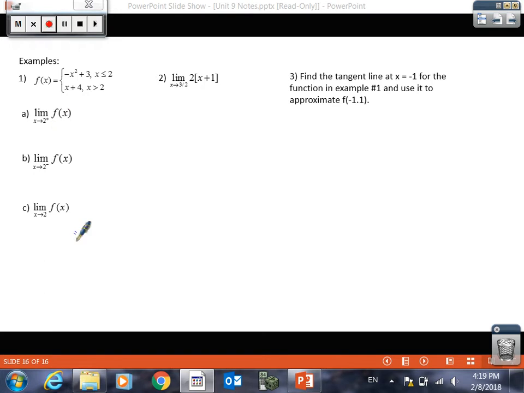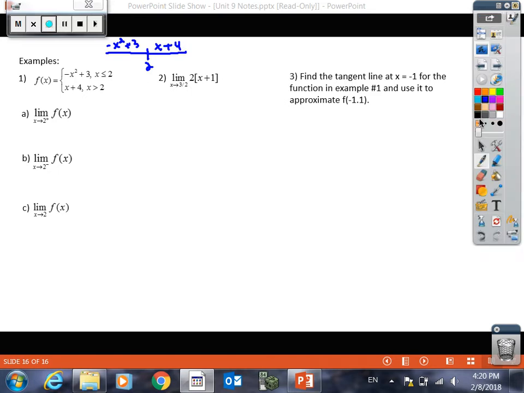So what could we do? Well, we could graph it, and we could look at the graph and determine what the values are. But what we're going to do today is we're going to work it algebraically. How would we determine this algebraically? One thing that I like to do, just to kind of help me with this kind of topic, is we know that this splits at 2. And so I would write, to the left of 2 is negative x squared plus 3, and to the right of 2 is x plus 4.